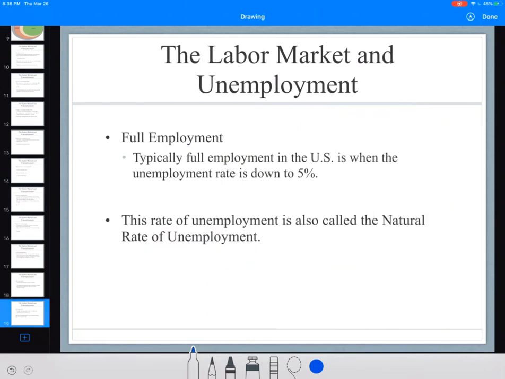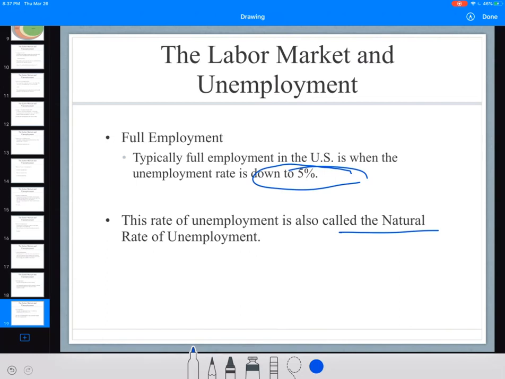Okay. Now, you'll also hear people talk about the natural rate of unemployment. So, for the most part, in the United States, our full employment rate is usually somewhere around 5%. When the unemployment rate in the United States gets down to about 5%, usually that means we're at full employment. That is, there's no cyclical unemployment. So the fact that in February of this year, we had a 3.5% unemployment rate, it means we were well below the full employment level.